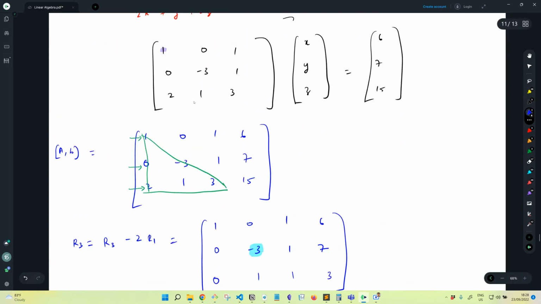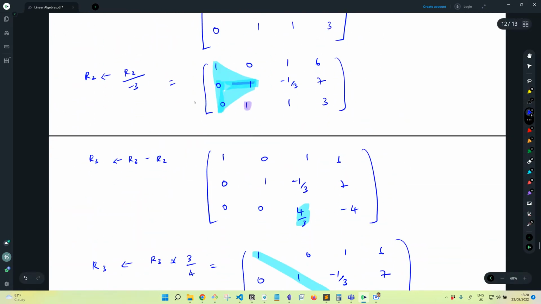Did I do minus 1 by 3 there? I did. Here is the mistake. I should have done minus 1 by 3. Are you able to spot this? When I multiply R2 with a scalar minus 1 by 3, I should multiply 7 also with minus 1 by 3. I did not do this. That is why the answer is inconsistent.